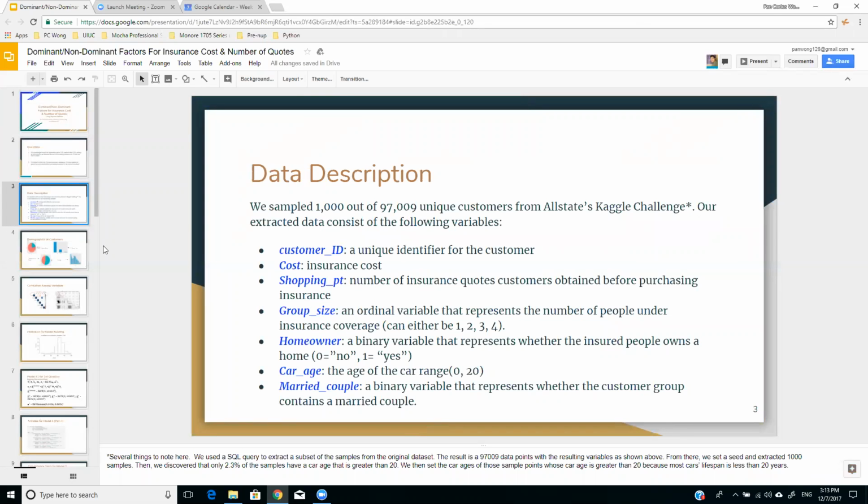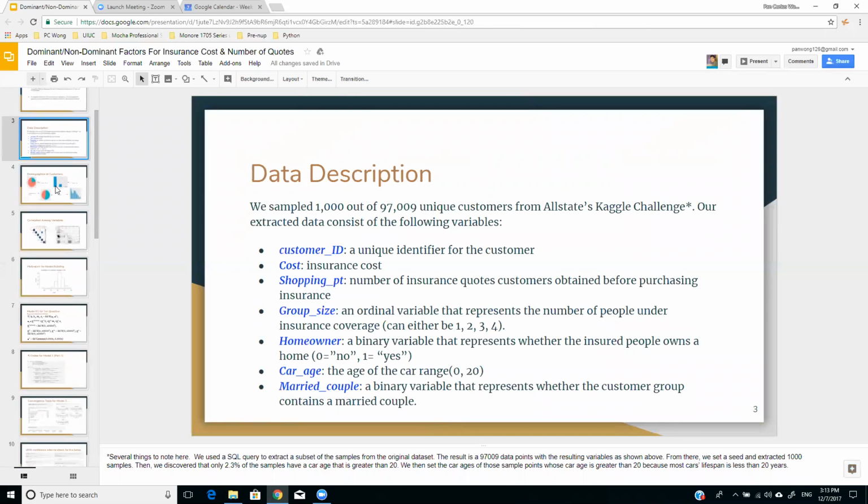So here is the data description. We get 1,000 out of 97 unique customers from the Allstate Purchase Prediction Challenge. Our extracted data consists of the following variables. Customer ID is meaningless. There are two target features, the cost and the shopping point. The cost is the insurance cost. The shopping point is the number of insurance quotes before the customer made the final decision. There are four explanatory features: group size, homeowner, car age, and married couple.